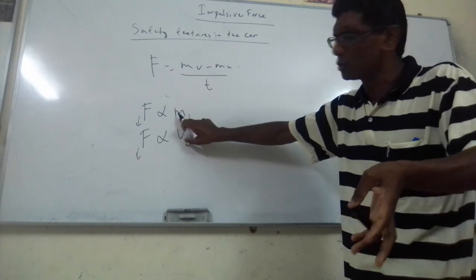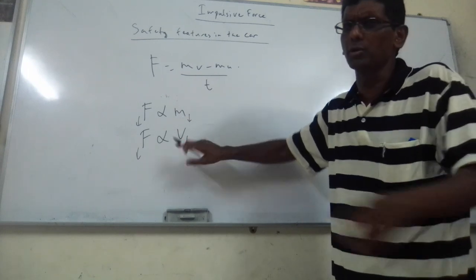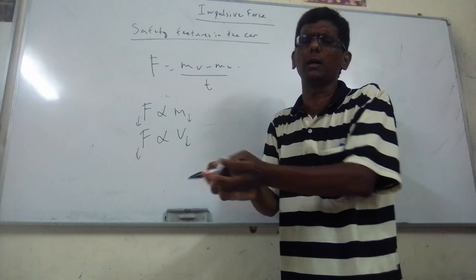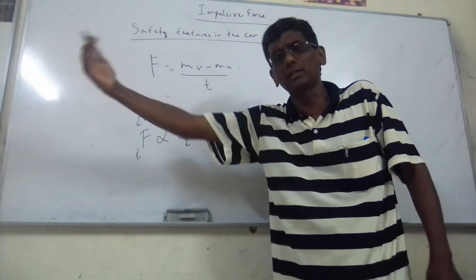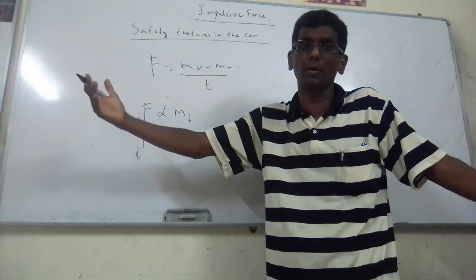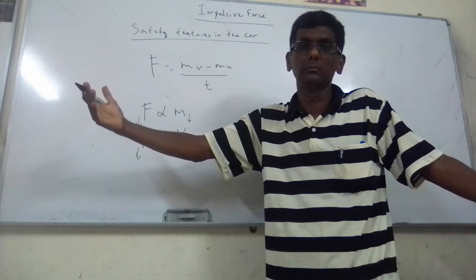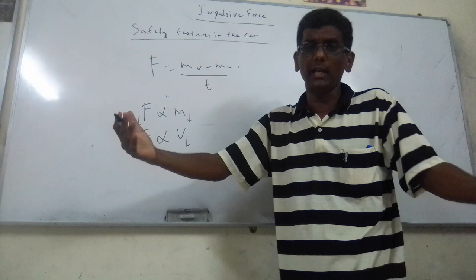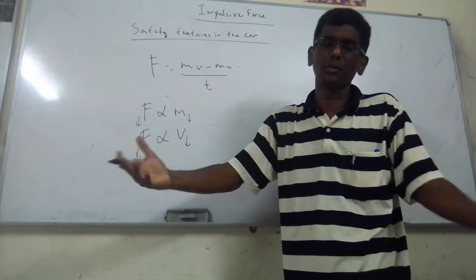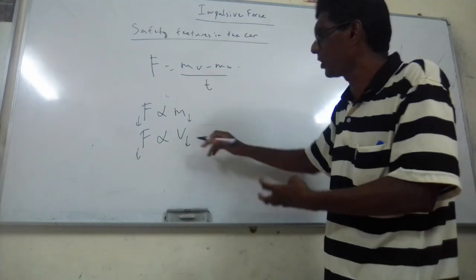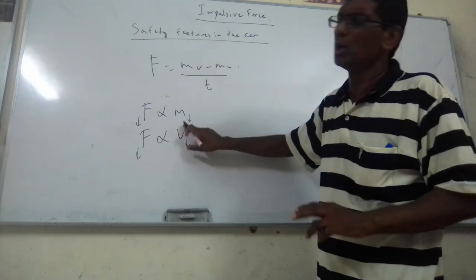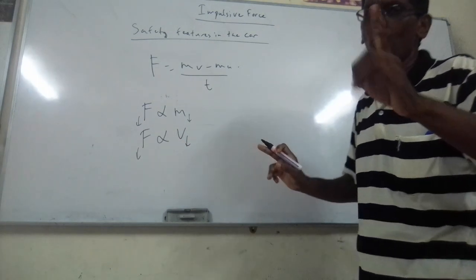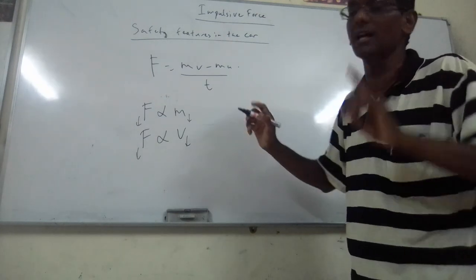The mass is not in our control. The velocity is also not in our control. We may go at 20 kilometers per hour, but the car which comes against us may come at 100 kilometers per hour, and the impulsive force is the same. So velocity and mass are not in our control. Only one is under our control.